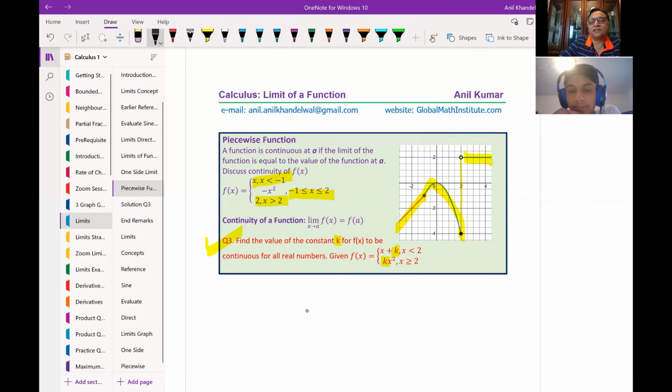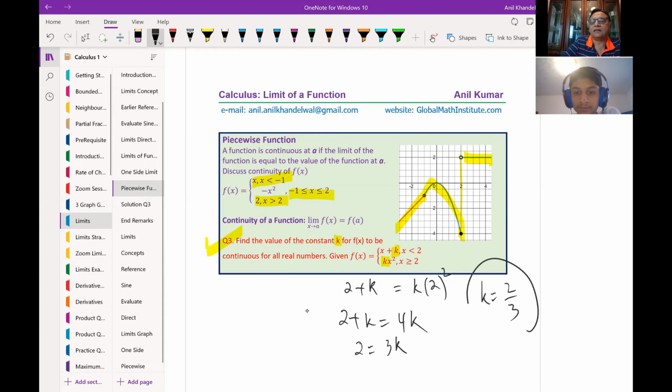So 2 plus k is equal to k times 2 squared, right? To solve this equation and get your answer. So you have the equation 2 plus k equals 4k. Bring them all together, and you say 2 equals 3k. And therefore, k is equal to 2 by 3. And that gives you the condition for the function to be continuous, right? Once you plug it in, the limit and the value of the function will match, which you can figure out after finding the value of k as 2 by 3. So that is how you are going to do it.